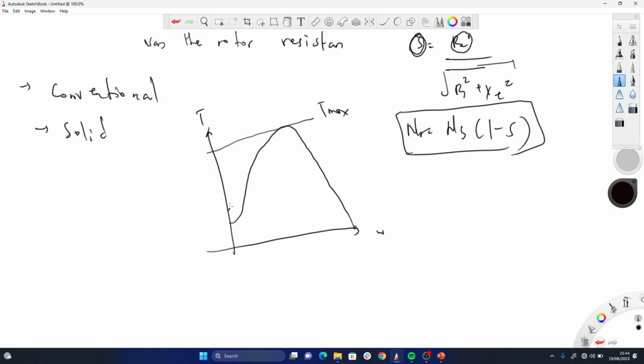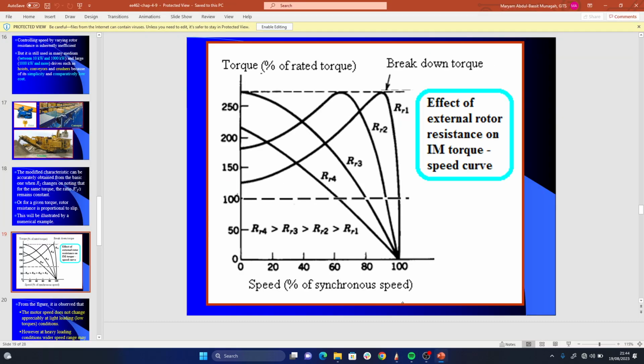Here it goes here. This one still goes here, comes to meet here, and so on and so forth. So it looks something like this. So that's the characteristics as you can see from here. So here, let me see.